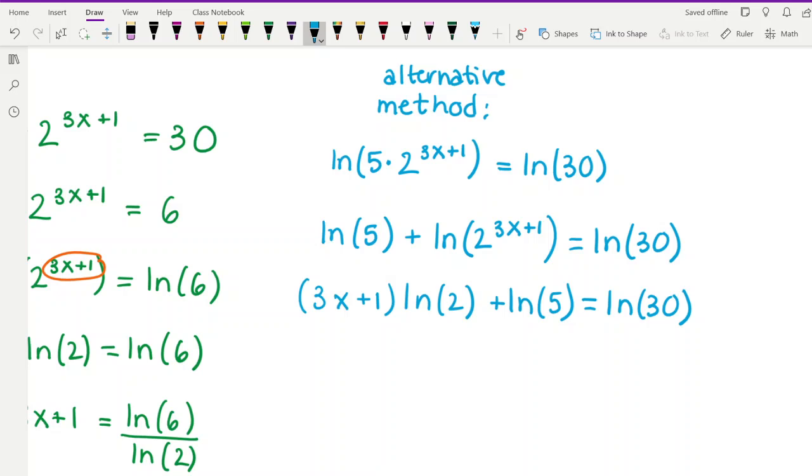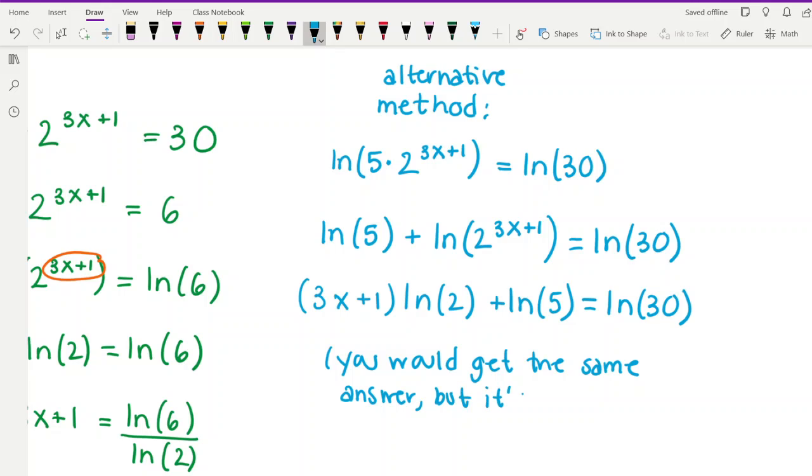But it's a little bit more work. So I just want to show you that you could technically do it this way, but I still think it's better to isolate the answer. So I'll just write down, you would get the same answer, but it's more work.